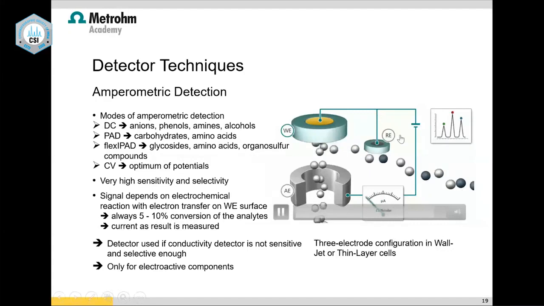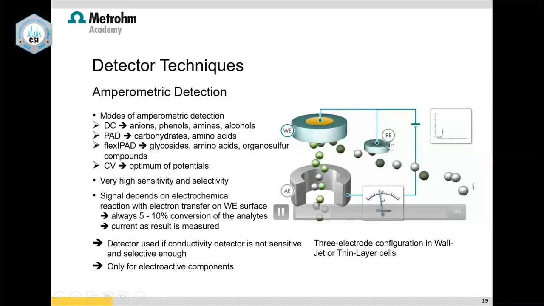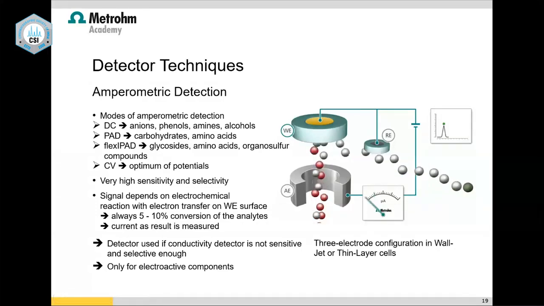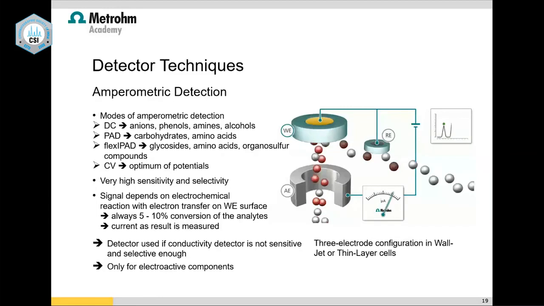So how is it done? We have a three-electrode setup: a working electrode, a reference electrode, and an auxiliary electrode. For the reference electrode, we normally use silver chloride in 3 molar KCl, which is supposed to give you a constant potential, and it is not going to disturb. It should not react with our eluent or sample ions. It is going to be inert.